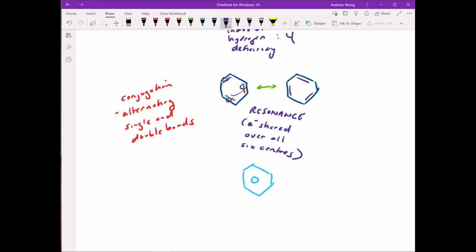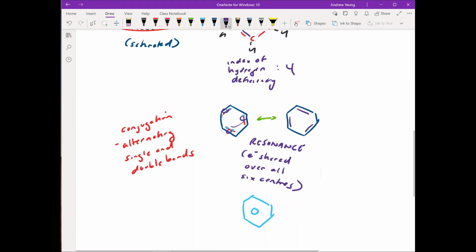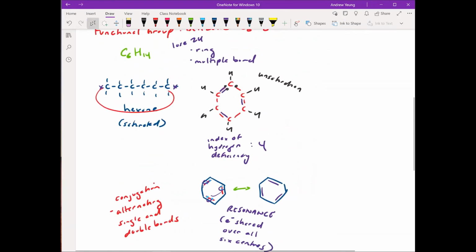Those electrons can actually swim around the entire structure. That also goes with what we've been saying: it adds really, really good stability to this molecule here. If you really wanted to name this molecule, we would need to name this one here.